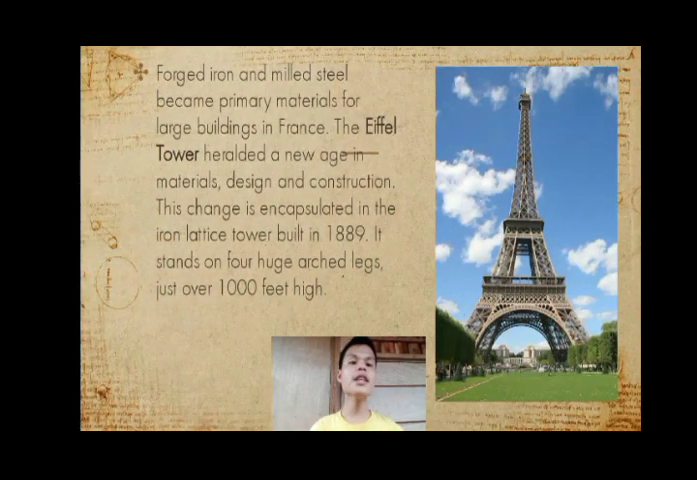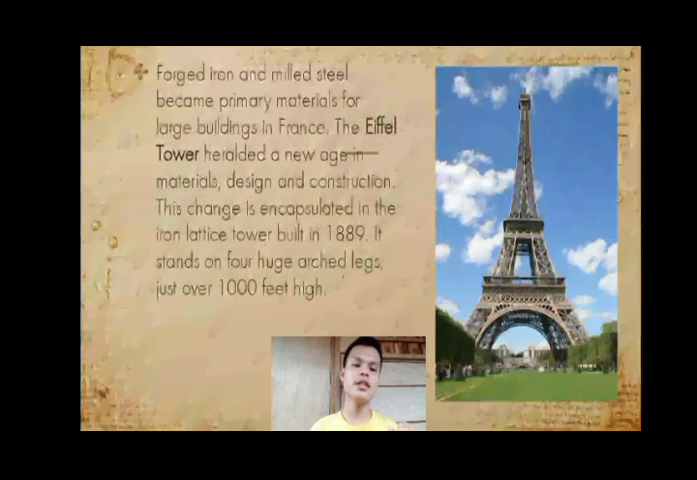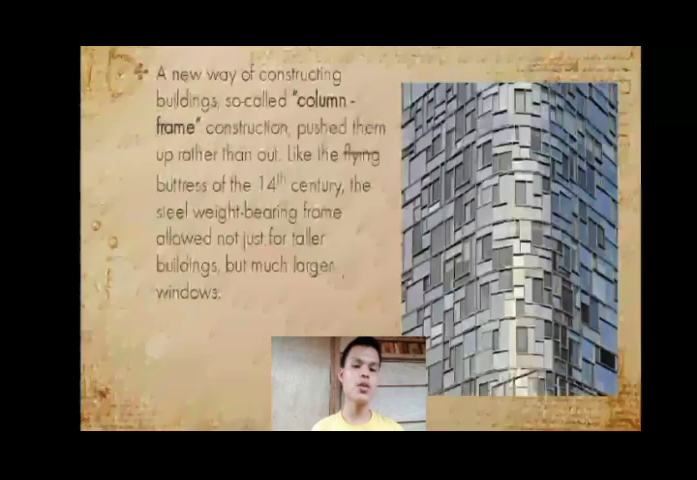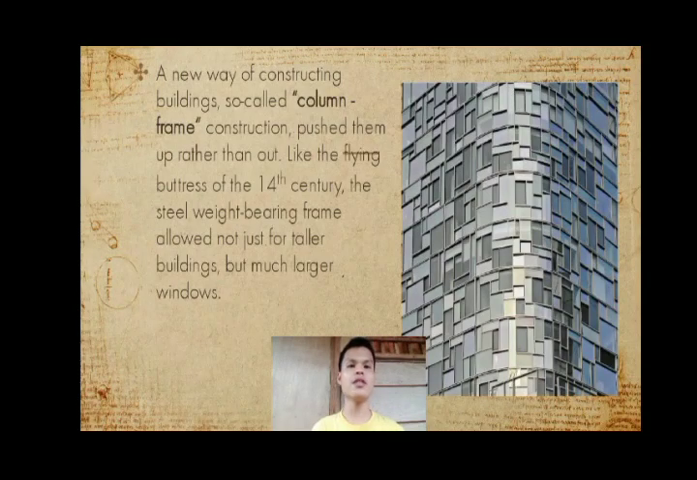This building would not have been possible if the engineers had used bricks in constructing it, because the taller the building, the thicker the walls need to be on its ground floor. Another way of constructing buildings is column framing construction, which pushed them up rather than out. So rather than expanding the width of the building, they opted to increase the height.